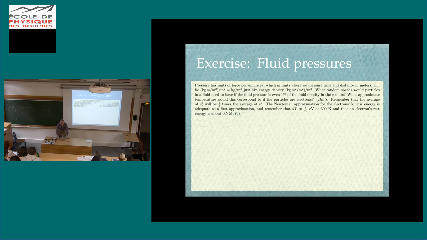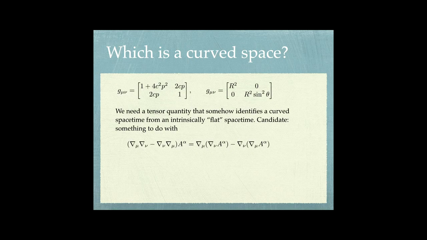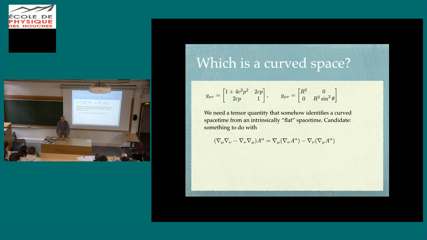All right, so that's mainly the point of that. So that's one side of the Einstein equation. Let's talk about the other side, which has got to talk something about curved space-time. But how do we even decide what's a curved space-time? Look at those two metrics. Which one is a curved space-time? Which one is a flat space-time?